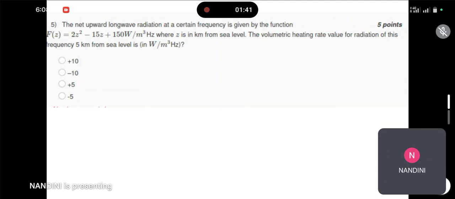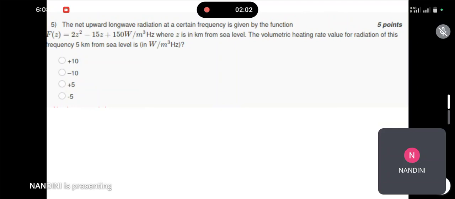So today we will mostly go through the heating profile of the atmosphere. Suppose some amount of radiation is reaching the atmosphere, how much heating is this radiation causing within the atmosphere? So that's what we'll be discussing mostly today. So I thought we'll start with a numerical.